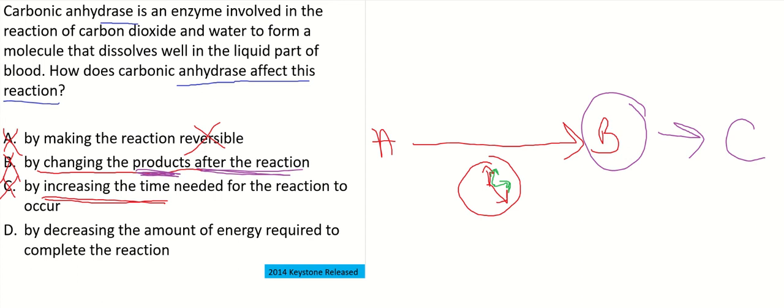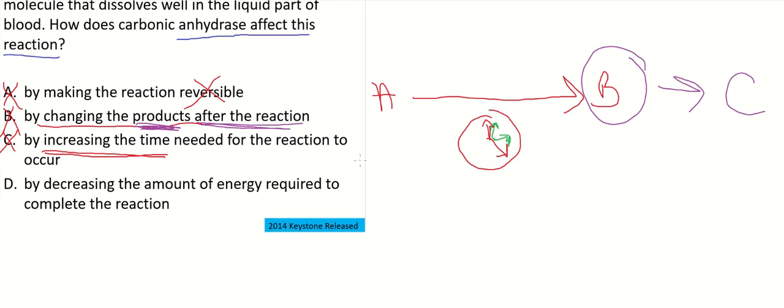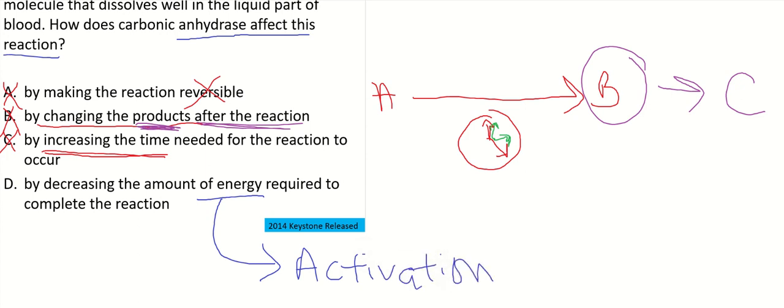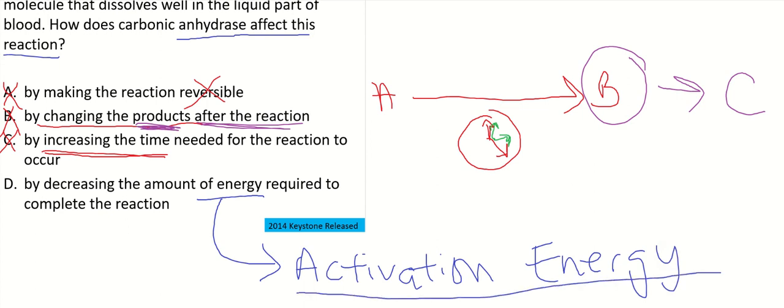All right, D, they decrease the amount of energy. Enzymes don't provide energy, but yes, they do decrease the amount of activation energy. We need to know this. The amount of energy that a reaction needs is called activation energy, and an enzyme just lowers that required amount of energy. D is the answer.